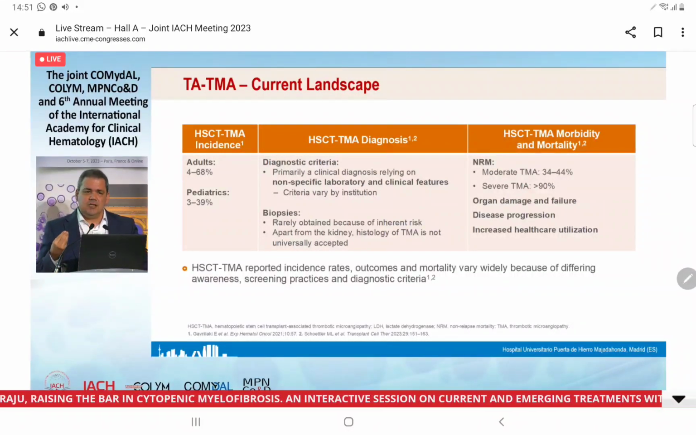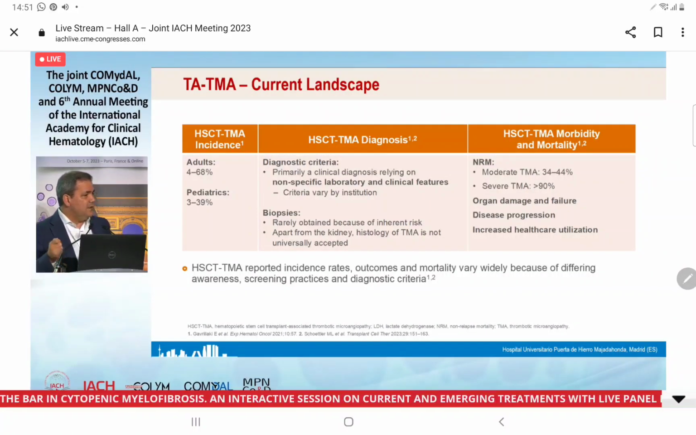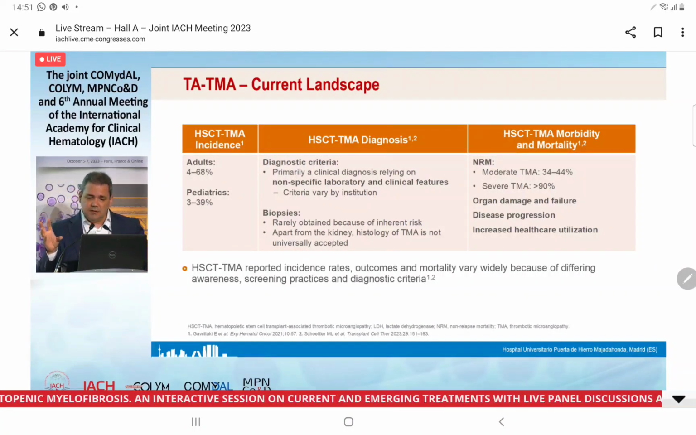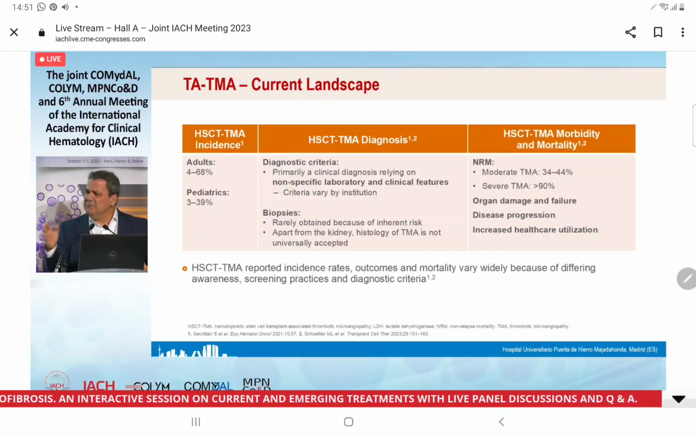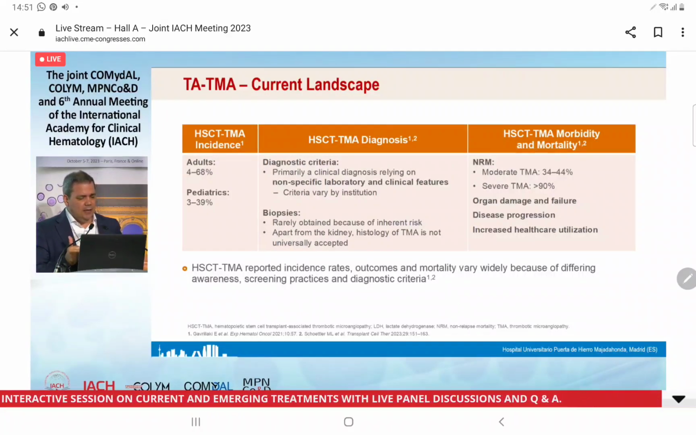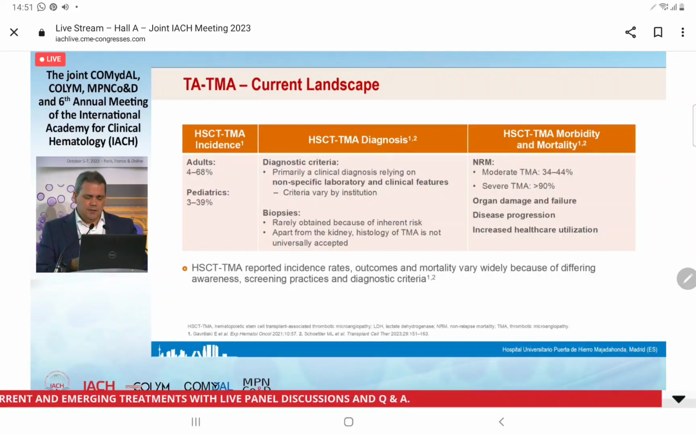It is true that, like with most of these diseases, we don't have specific biomarkers and diagnostic biomarkers that can help us be very precise. Many of the alterations that we see can happen in many different conditions. That's a limitation. Then biopsies are rarely obtained because of the inherent risk of biopsies. And then I'll share with you some of the elements about how useful, particularly for TMA, biopsies could be.